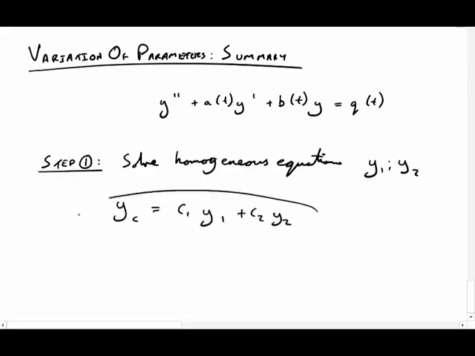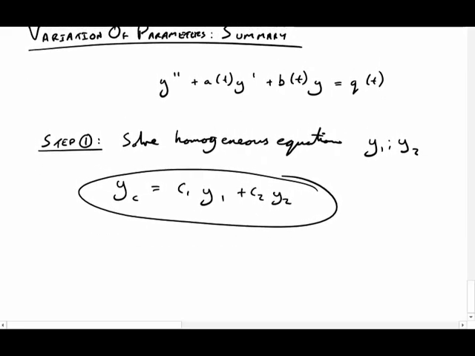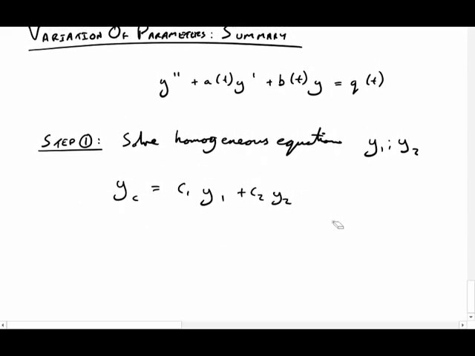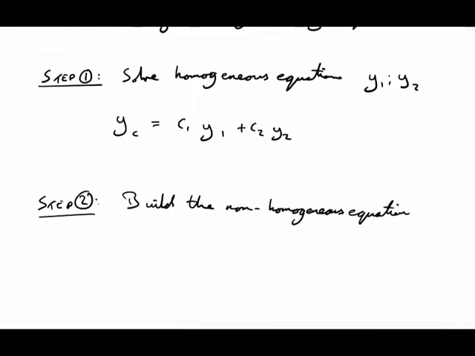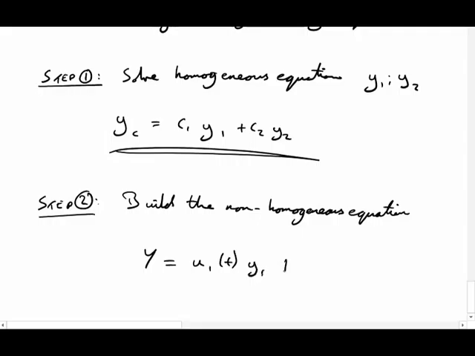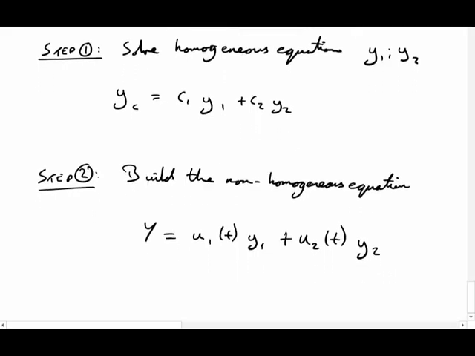The second step is that from this we can build our non-homogeneous solution. If yc is equal to some constant times y1 plus another constant times y2, then the non-homogeneous is a little bit more grown up. Instead of just constants, we use functions. So y is going to be some function u1 times our first solution plus some function u2 times our second solution. That's the solution which we're looking for.